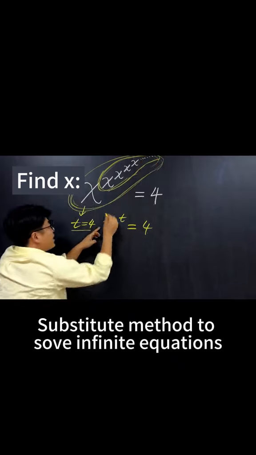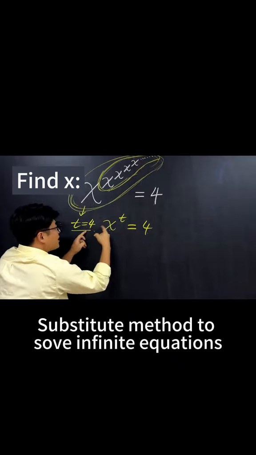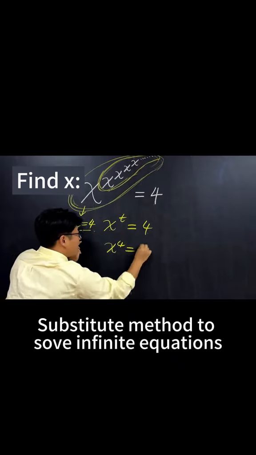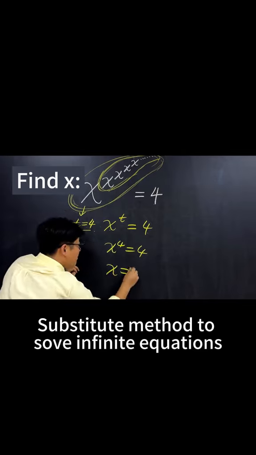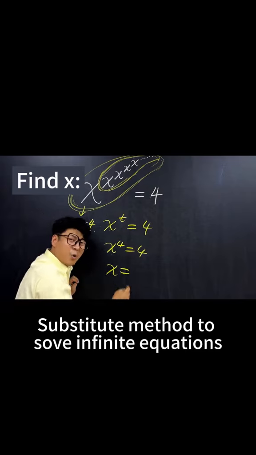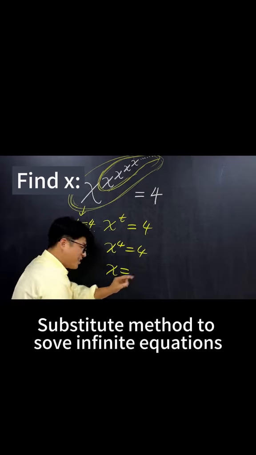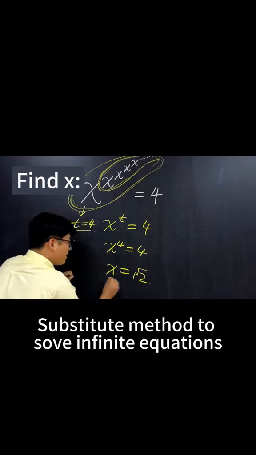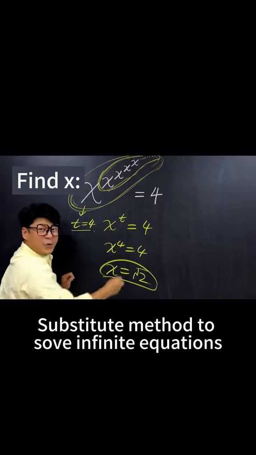From here, it's also t. So isn't x to the power of t equal to 4? T equals 4. So doesn't that mean x to the 4th power equals 4? So what is x? The 4th root of 4. What's the 4th root of 4? Take the square root twice. First you get 2, then take the square root again, and you get the square root of 2.